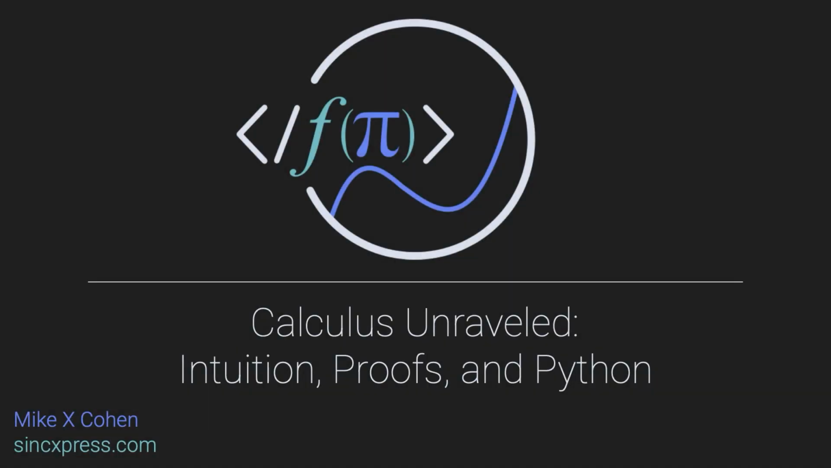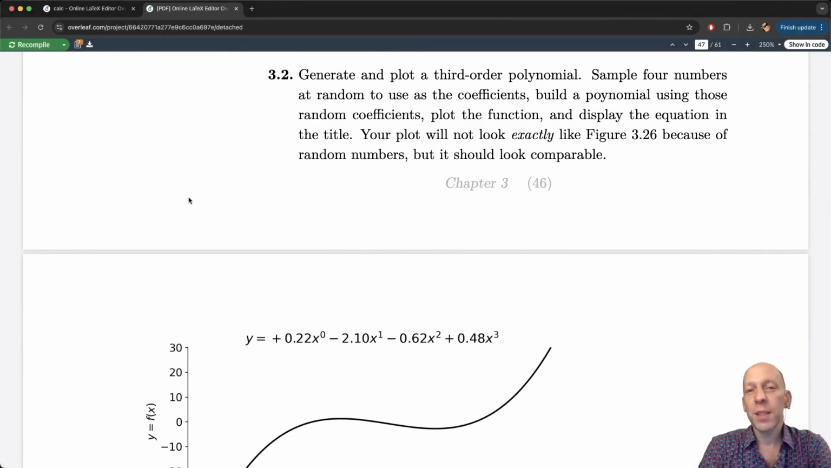Here we are with exercise 2 of chapter 3. The goal here is quite simple. This is just giving you a little bit of practice with creating polynomial functions and graphing them in Python. So you want to generate a third order polynomial using 4 random coefficients. Remember that an nth order polynomial has n plus 1 coefficients because we have this term here, x to the power of 0. This is also called the intercept term of the polynomial.